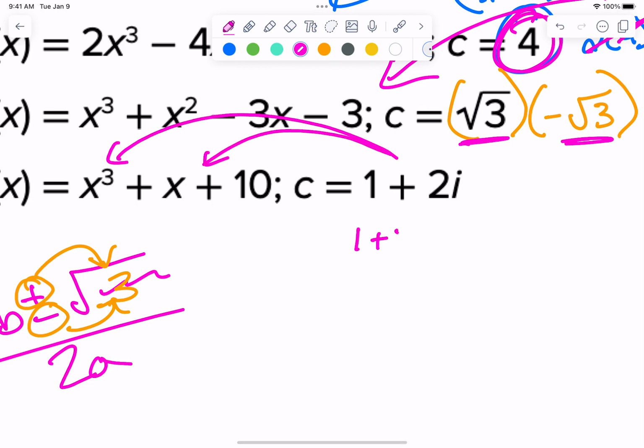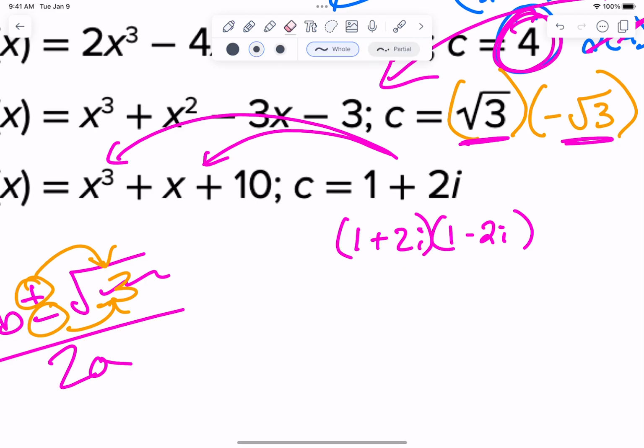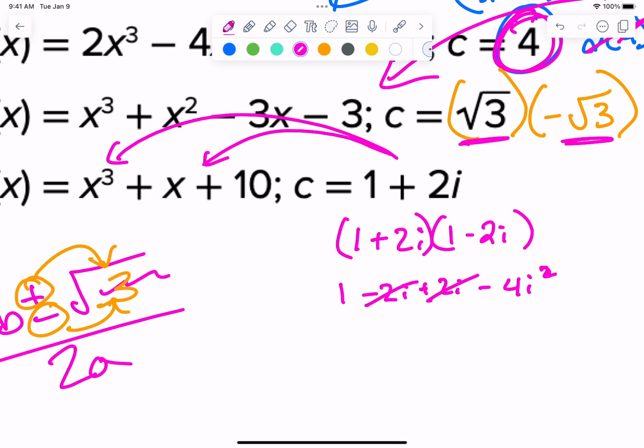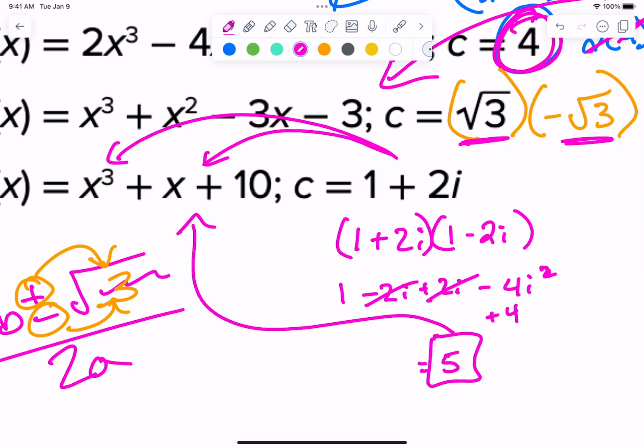If 1 plus 2i is a factor, then 1 minus 2i is also a factor. His conjugate also goes into there, right? So if I multiply those two guys together, 1 plus 2i times 1 minus 2i, I would end up getting 1 minus 2i plus 2i minus 4i squared, yeah? So these two are going to cancel out. This would be plus 4. So I can just plug 5 into here and see if it comes out nicely.